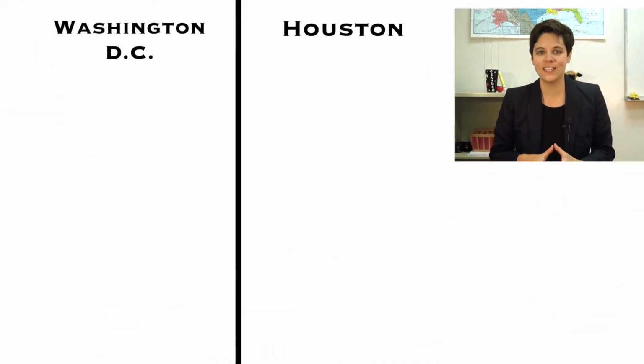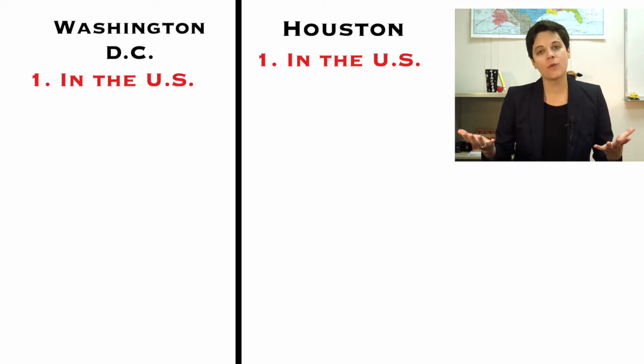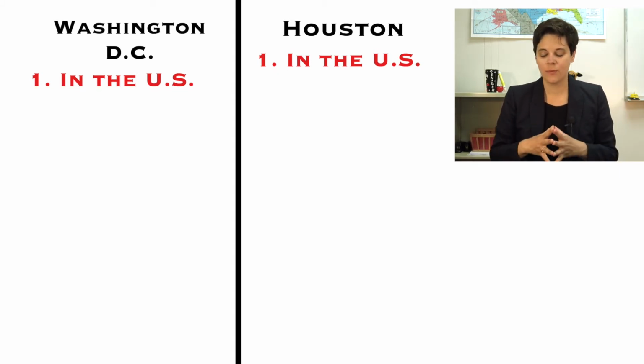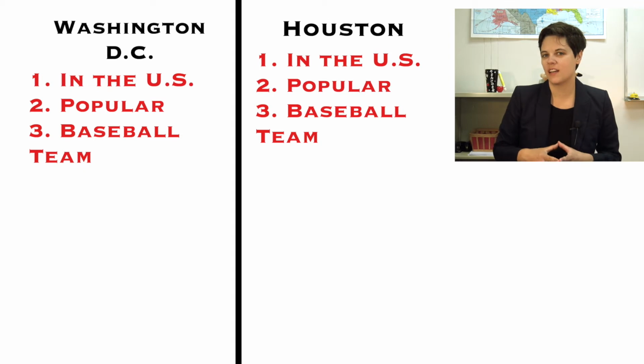Okay, so now that you made your two lists, let's compare them. For Houston, we see that it's in the United States, and that's the same for Washington, D.C., so you should have located in the United States on both sides. Also for both cities, they're both popular and they both have baseball teams. And this is where the lists start to get a little bit different.